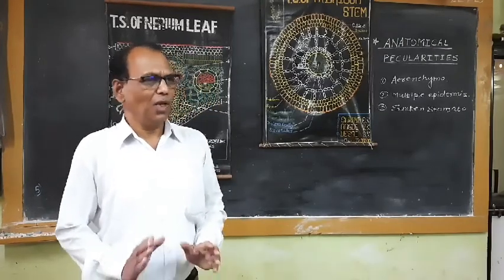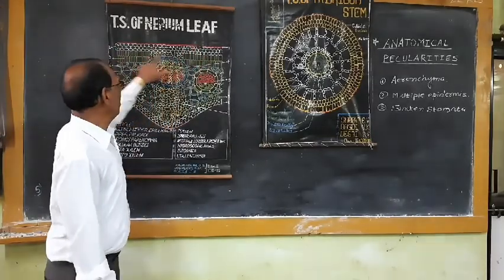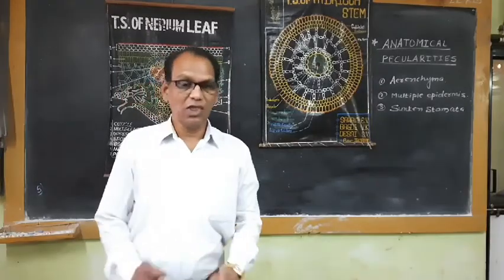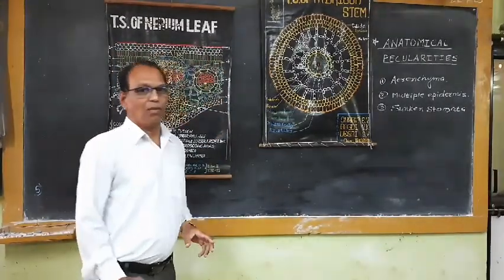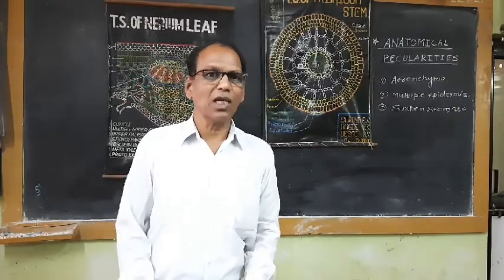So this is the important character shown by the Nerium leaf, which is also covered with a thick layer of cuticle. This thick layer of cuticle on the multiple epidermis plays an important role in reducing the rate of transpiration, or checking the rate of transpiration.